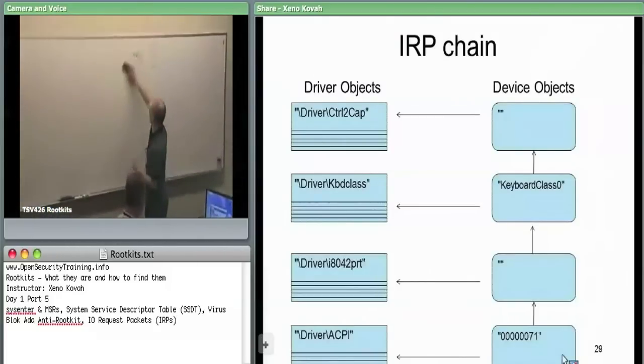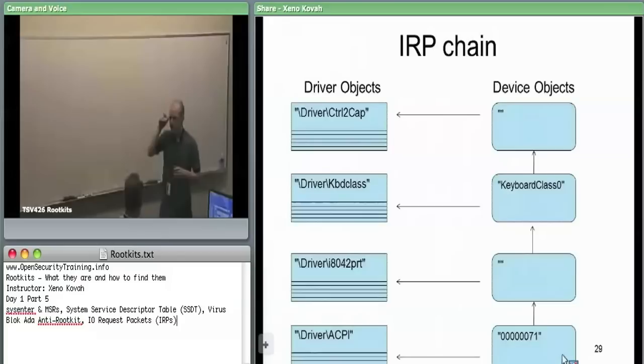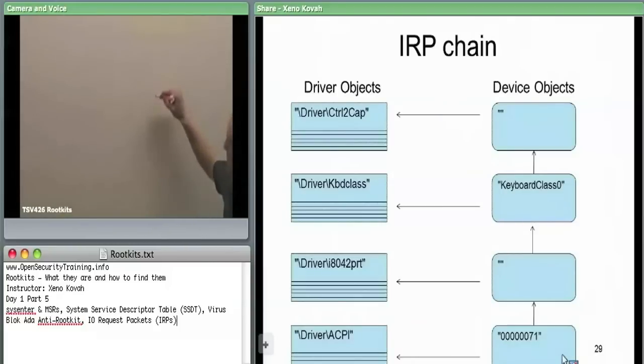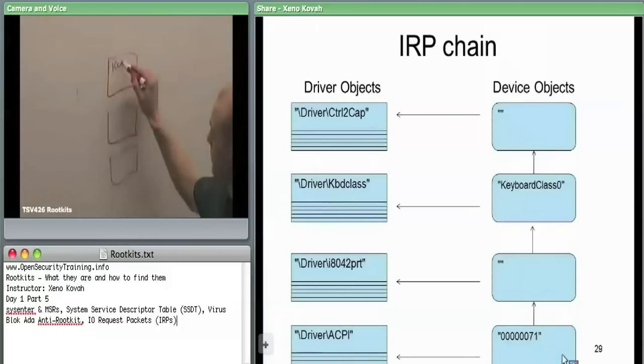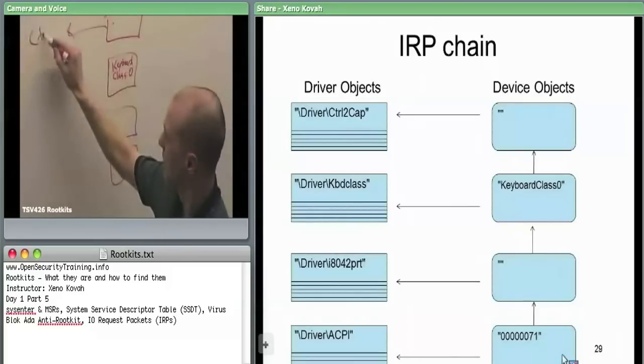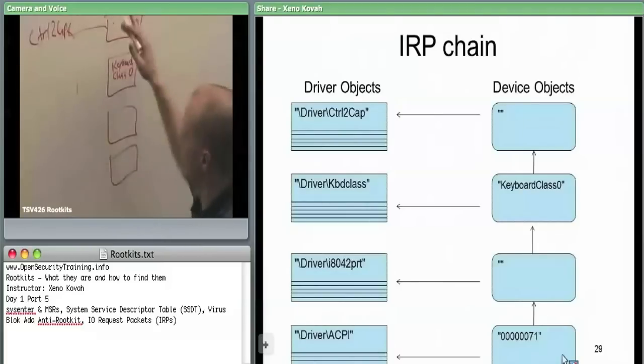So I probably should make another slide for this as well, but I'd done this description mostly on the board last time. Let's say you have something like full disk encryption. Well, let's start with your question first. So I'm just going to draw this. Say this is keyboard class 0, and this is the thing which points at Ctrl2Cap. And now the question is, who registered first?